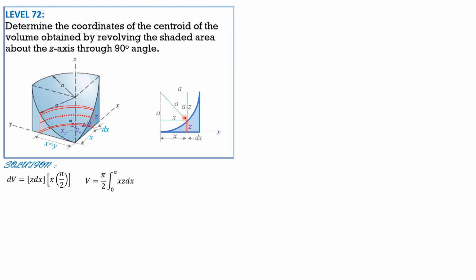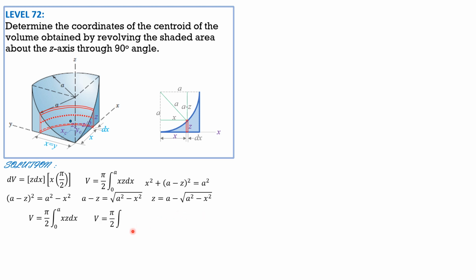So from this triangle, x squared plus a minus z quantity squared equals a squared. So that means a minus z quantity squared is a squared minus x squared. Extracting the square root, a minus z equals square root of a squared minus x squared. So that means z is a minus square root of a squared minus x squared. So substitute here for volume. Volume is pi over 2 integral of x times z, a minus square root of a squared minus x squared.